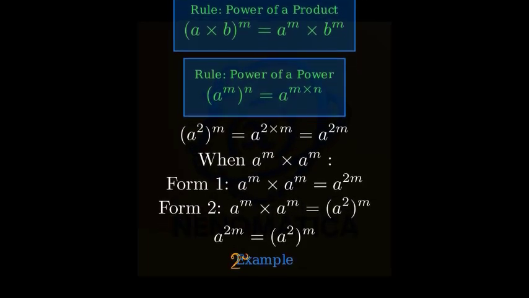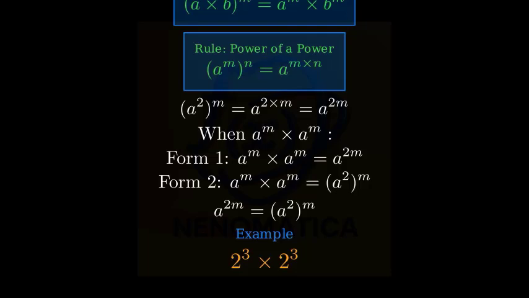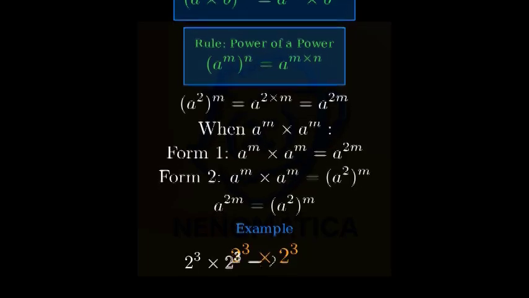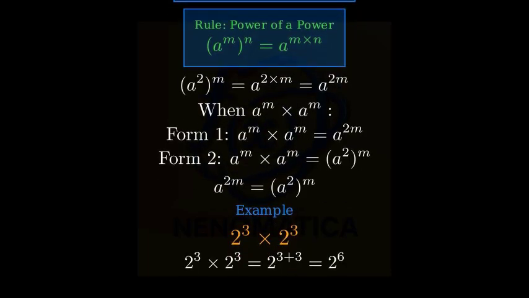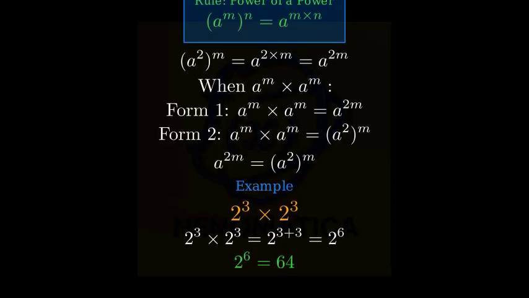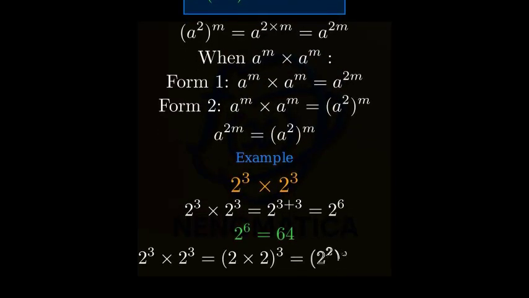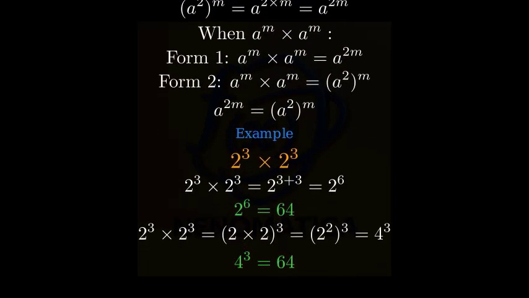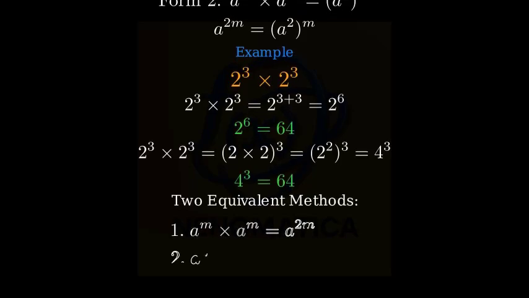Let's finish with a concrete example to see both methods in action. Let's compute 2 to the power 3 times 2 to the power 3. Using the first method, we add the exponents. So we get 2 to the power 3 plus 3, which is 2 to the power 6. That equals 64. Using the second method, we first figure out what 2 squared is, which is 4. Then 4 to the power of 3 equals 64. As we can see, both methods give us the same result of 64.